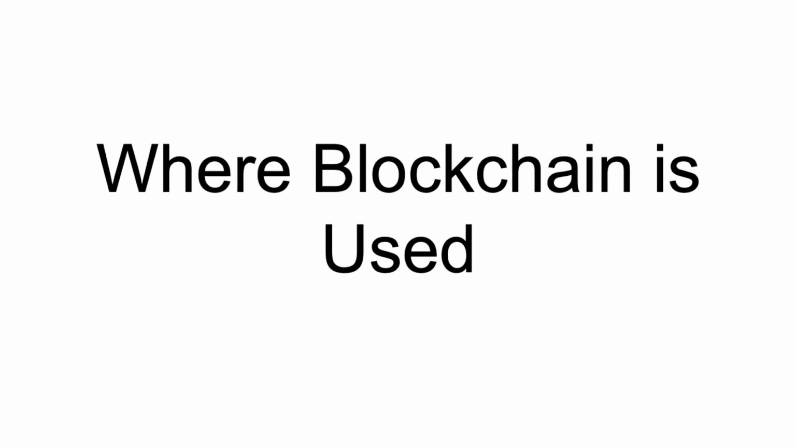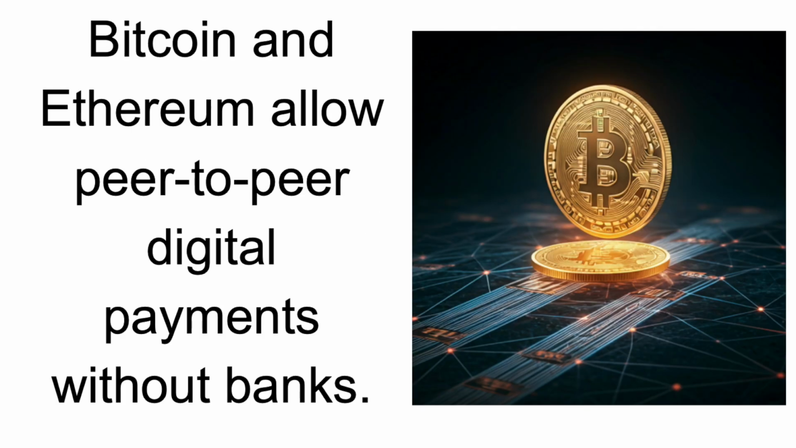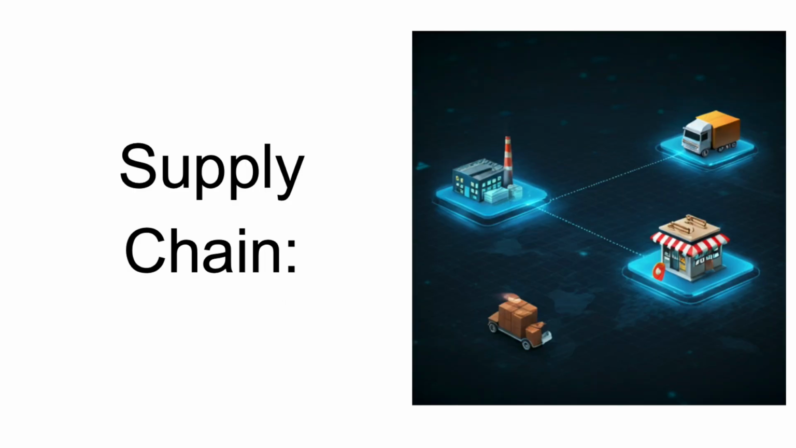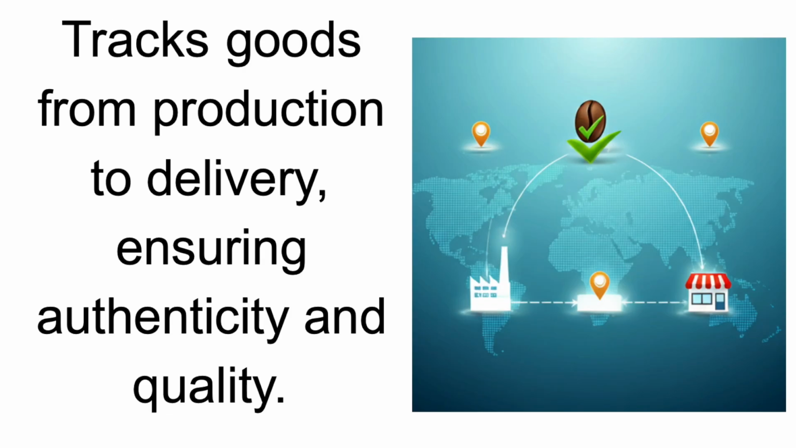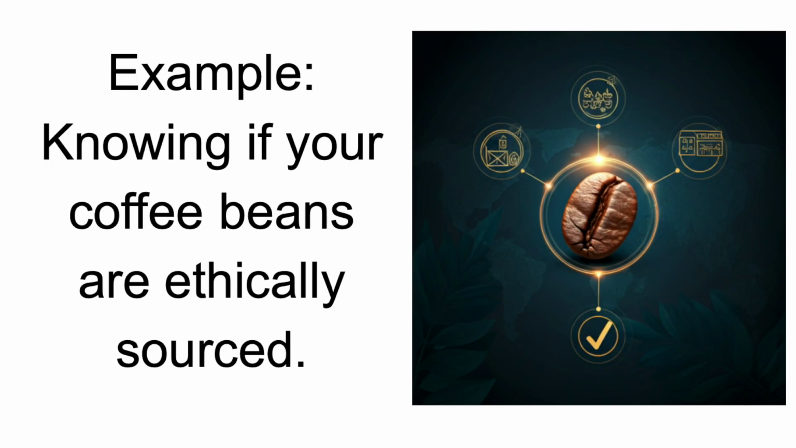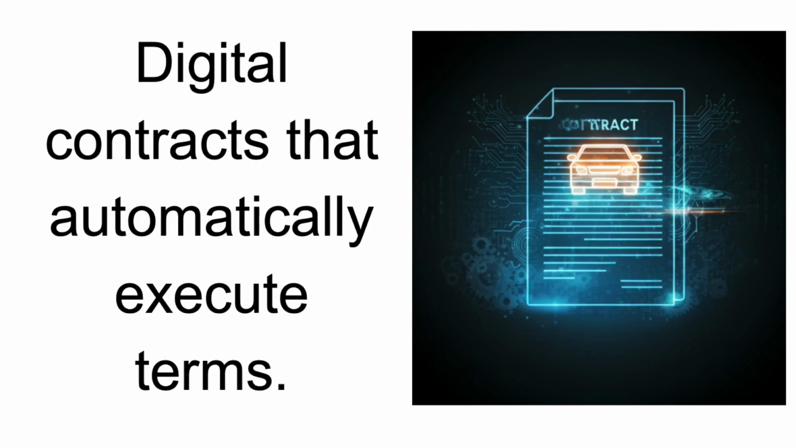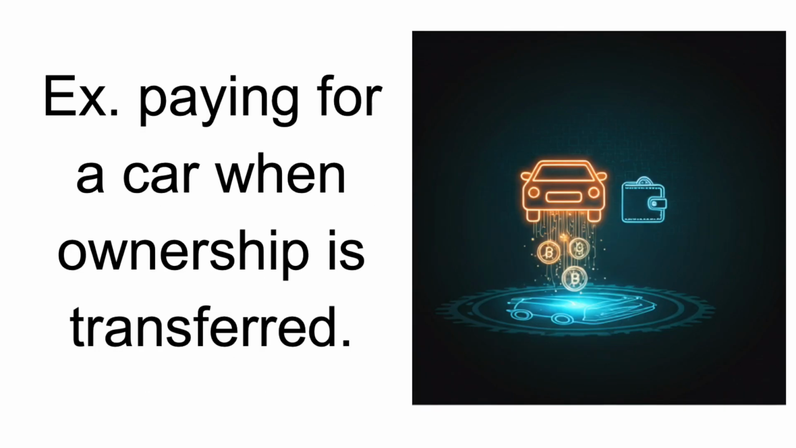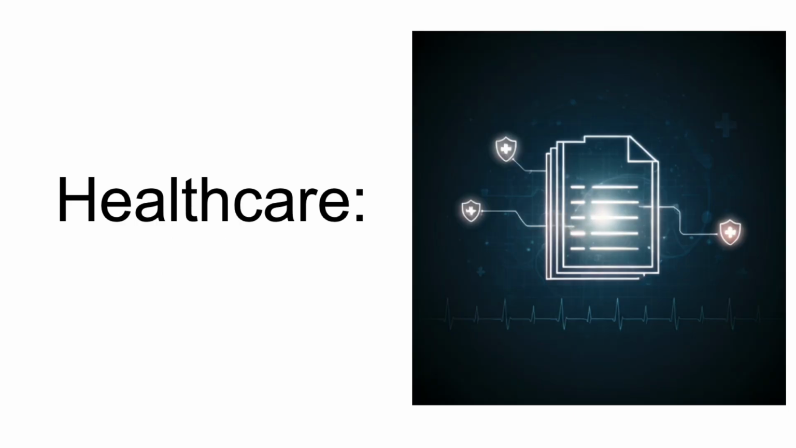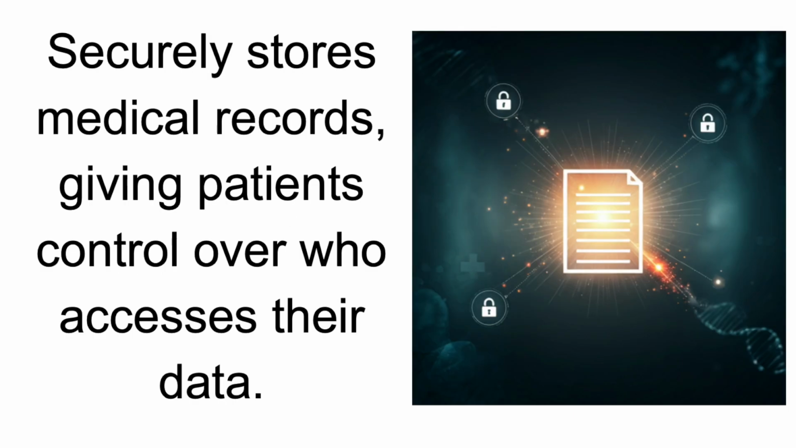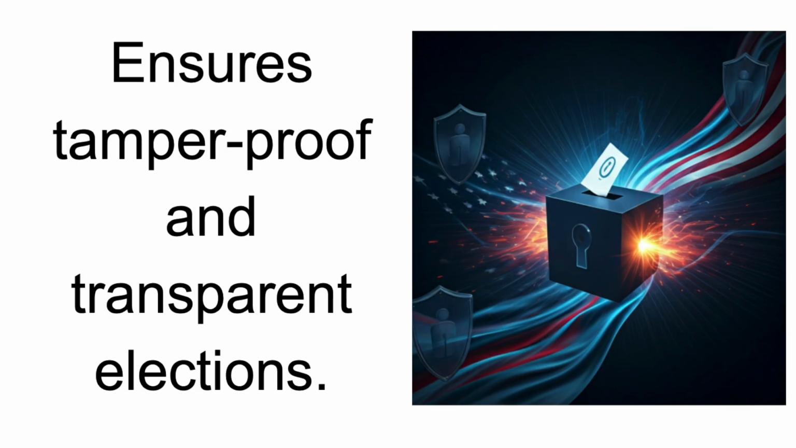Where blockchain is used. Cryptocurrencies. Bitcoin and Ethereum allow peer-to-peer digital payments without banks. Supply chain. Tracks goods from production to delivery, ensuring authentication and quality. Example, knowing if your coffee beans are ethically sourced. Smart contracts. Digital contracts that automatically execute terms. Example, paying for a car when ownership is transferred. Healthcare. Securely stores medical records, giving patients control over who accesses the data. Voting. Ensures tamper-proof and transparent elections.